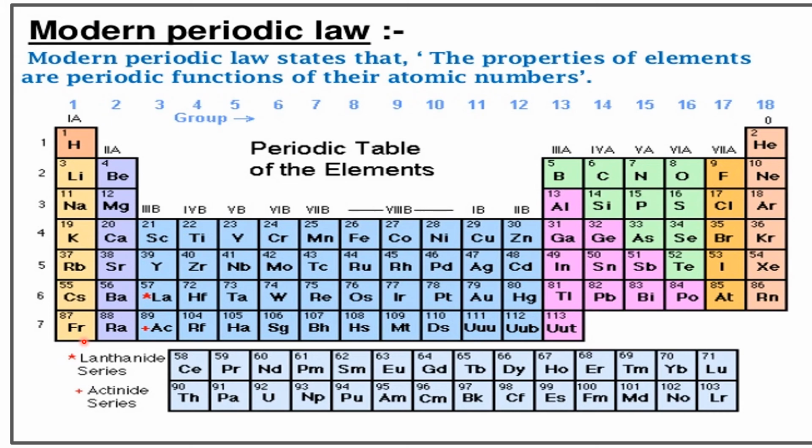So here there are 7 periods in the modern periodic table. How many periods are there? 7 periods, and groups are 18, as you can see now. The vertical columns 1, 2, 3, 4 and so on. The numbers are given at the top. So they are from 1 to 18. So 18 groups are present.